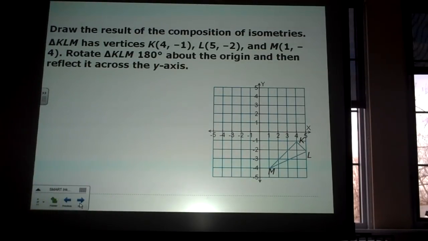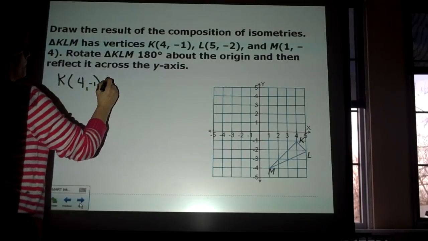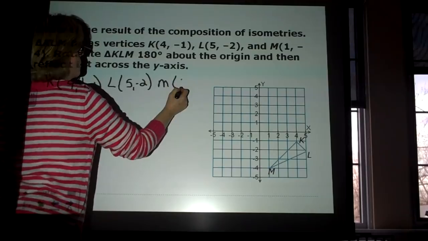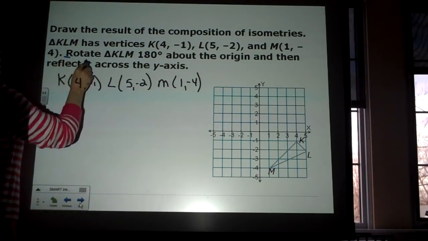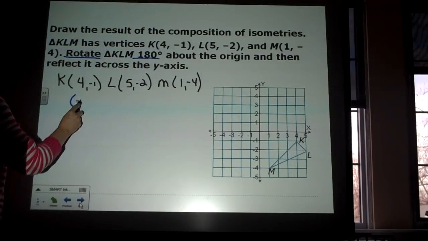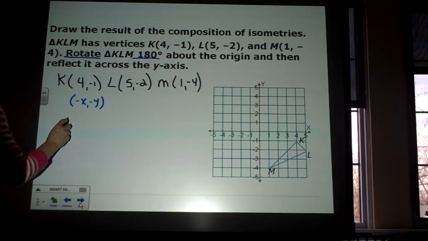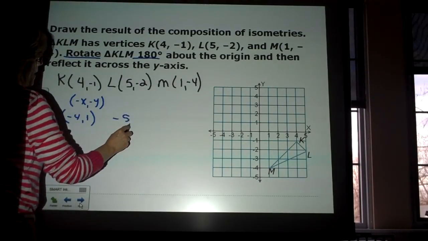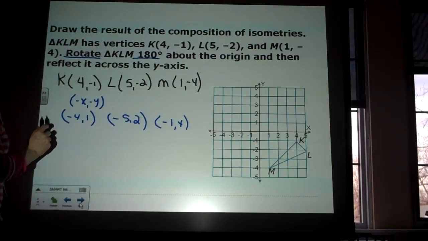Now we're going to draw the result of the composition of isometries. So we have triangle KLM. K is (4, -1), L is (5, -2), and M is (1, -4). And we're first going to rotate 180 degrees. So the rule is opposite your x, opposite your y. So then we have (-4, 1), (-5, 2), (-1, 4). So I'm going to go ahead and graph that.